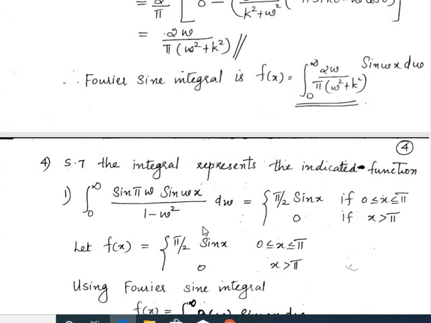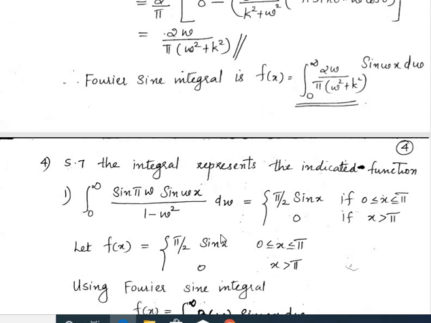This is where we have to choose which integral is needed to solve this problem. We have three integrals: Fourier integral, Fourier cosine integral, and Fourier sine integral. As I have said earlier, if this type of question arises, we have to check which trigonometric function arises along with x. Here, sine arises along with x, so we have to apply the Fourier sine integral. For substituting we need a function, so we take the right side as the function. So let f(x) equal pi by 2 sin x for 0 less than or equal to x less than pi, and 0 for x greater than pi.